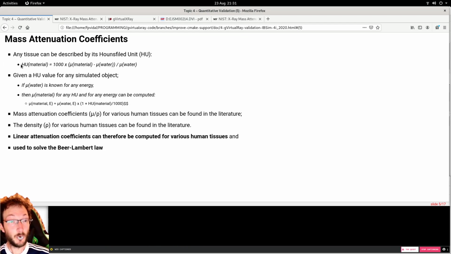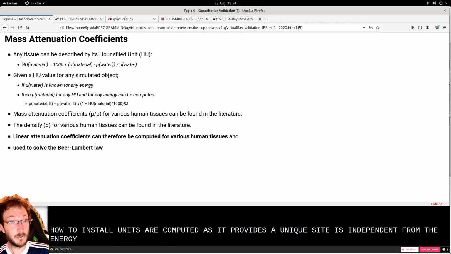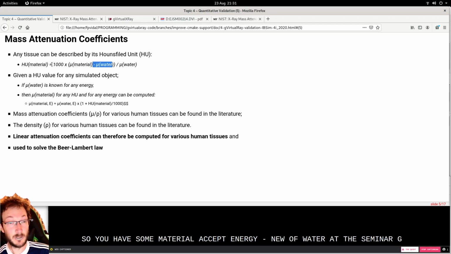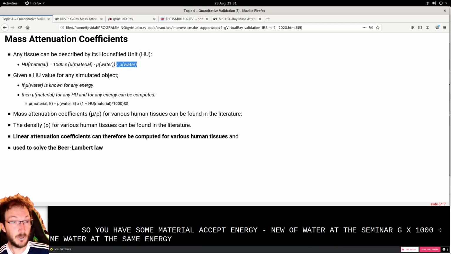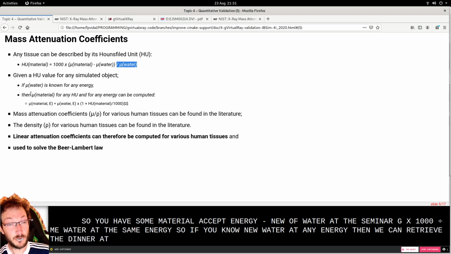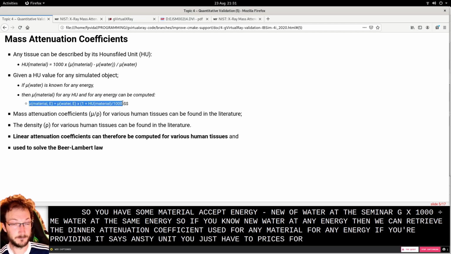If we look at how the Hounsfield units are computed, well, they provide a unit that is independent from the energy. So mu of the material at that energy minus mu of water at the same energy times 1000 divided by mu water at the same energy. So if we know mu water at any energy, then we can retrieve the linear attenuation coefficient mu for any material for any energy if we have provided this Hounsfield unit. You just have to apply this formula.